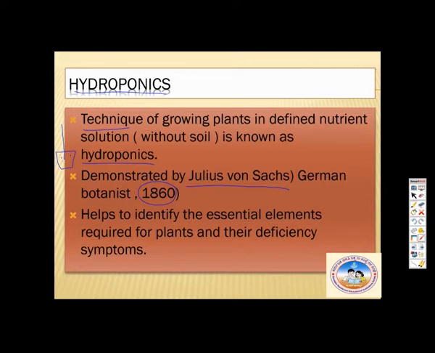It usually identifies the essential elements required for the plants and the deficiency symptoms. That is to say, plants require only a few of the elements, not all the elements present in the soil. Probably there are 100 elements in the soil, and the plant might require about 17 of them. If those elements are not there, it leads to deficiency symptoms. So that was the main advantage of hydroponics.